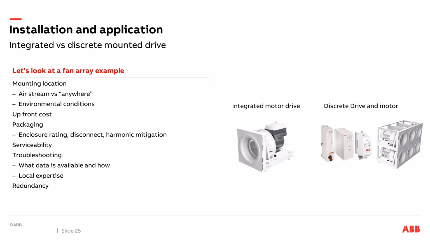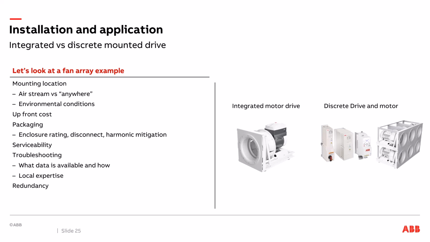So for this example, let's just assume a fan array. I've used that example a couple times today. We'll just stick with it. So first thing to consider is the mounting location. If I look at the image on the right there, I can have a fan array and I can have one drive with an integrated motor drive and fan for each cube on my fan wheel and fan array.